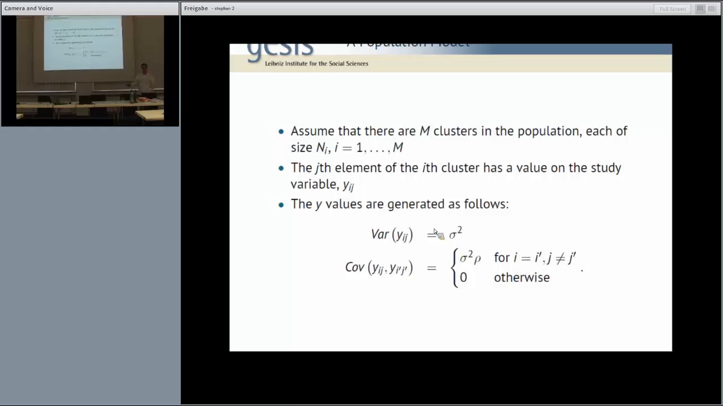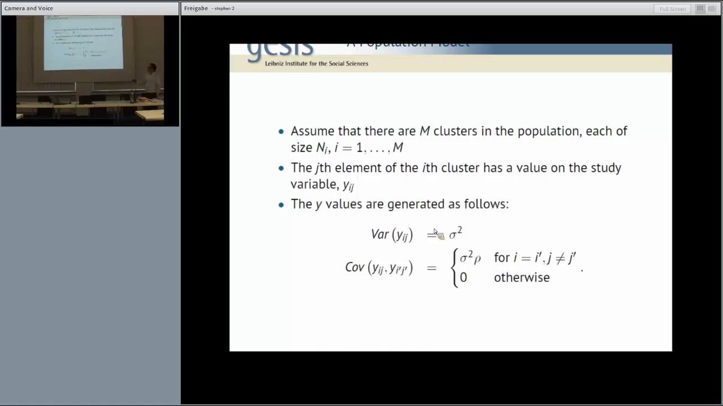And to circumvent this, there's a different approach to estimating the design effects. This is the model-based approach. So we make some assumptions about the population. There, yij just corresponds to the value in the population of the jth element in the ith cluster. So we assume that this random variable has a constant variance of sigma square, and covariance between elements in the same cluster of sigma square times rho, the intraclass correlation coefficient. Between clusters, elements are thought to be independent, so the covariance is zero there.